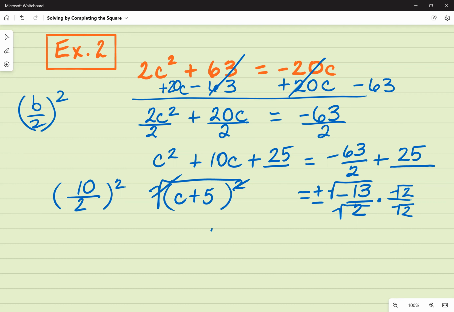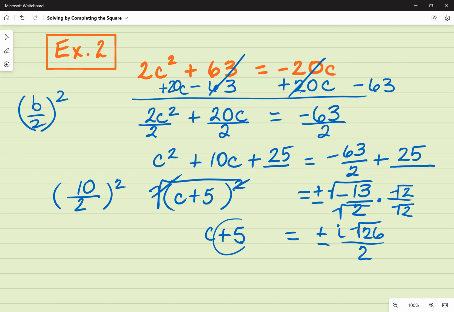When I do that, I'm going to have c plus 5 is equal to plus or minus. And now what I do is, since I have that negative, I'm going to take out an i. And then I'm going to multiply the 13 times the 2, but I have to leave it under the radical. On the bottom, anytime you multiply a radical times itself, the answer is going to be the radicand. So basically, it was the square root of 2 times 2, which is the square root of 4. Well, the square root of 4 is simply 2.